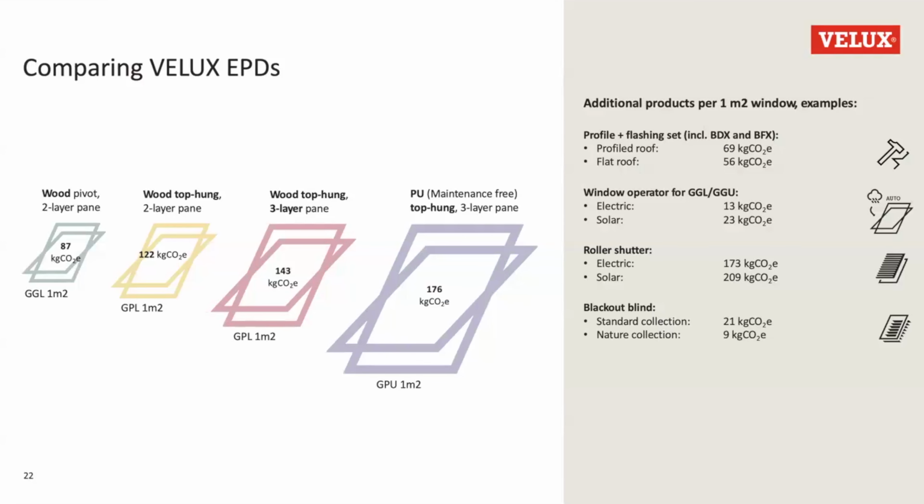Yeah, and this is about comparing VELUX EPDs and saying, okay, it really differs from product to product. If we just look at the wooden window, it's 2-layer, and the operation of the window is from, let's say, the middle, and when we go to the top hung, it's from above. So operation can add to the complexity of the product and add to the CO2 of the product. And then when we go from a 2-layer to 3-layer, of course, we're adding another layer to the material, and this also adds to the carbon footprint of the product.